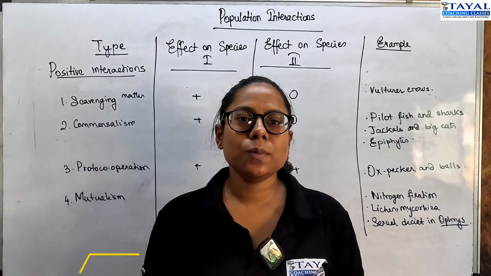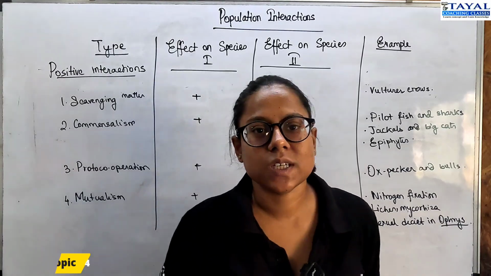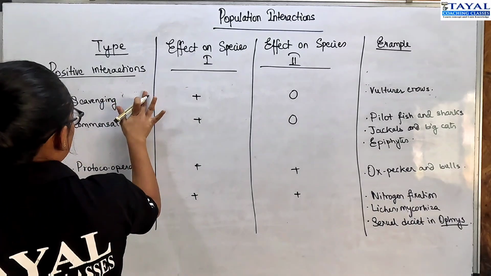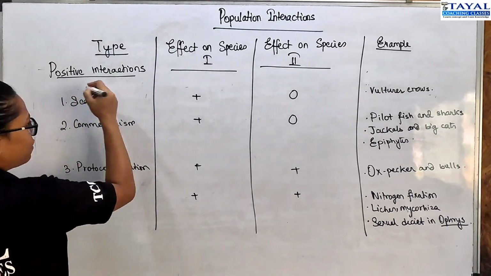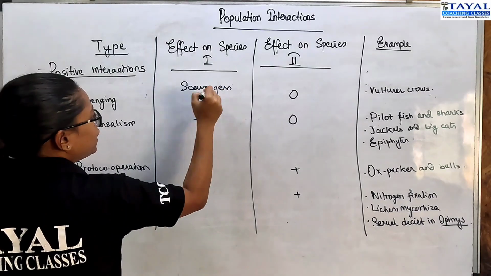Hi guys, so today we will be discussing the next section of population interactions, which is positive interactions. We'll start with scavenging, right? So scavenging is done by scavengers who feed on dead and decaying matter.